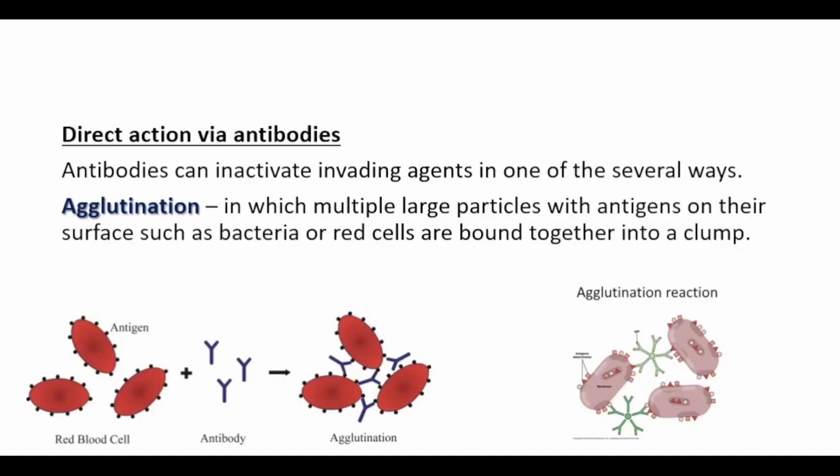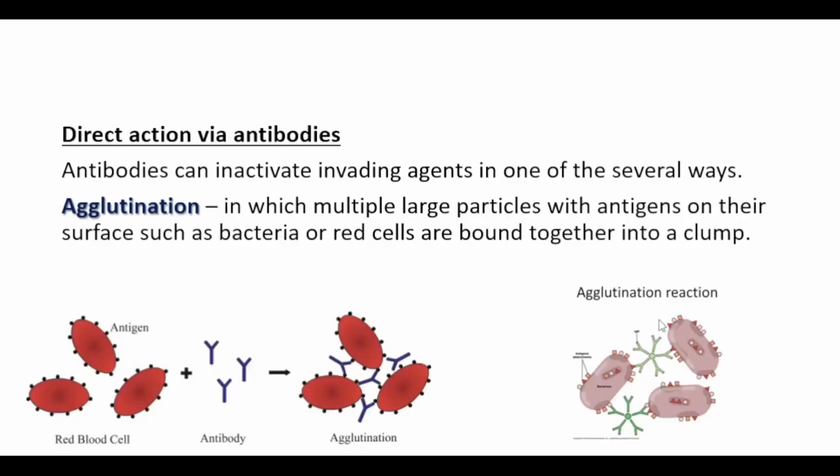First is agglutination. Agglutination is a process in which multiple large particles with antigens on their surface, such as bacteria or red blood cells, are bound together into a clump. You can see the RBC has antigen on its surface. The antibody will come and bind to this antigen and hold them together, forming a clump. This is known as agglutination.